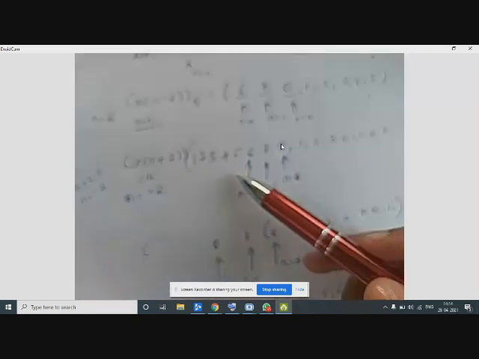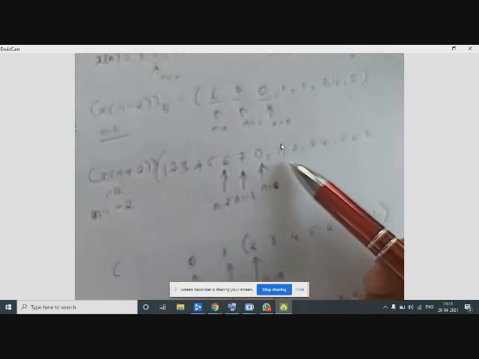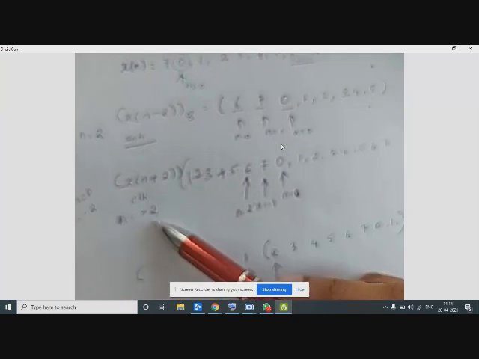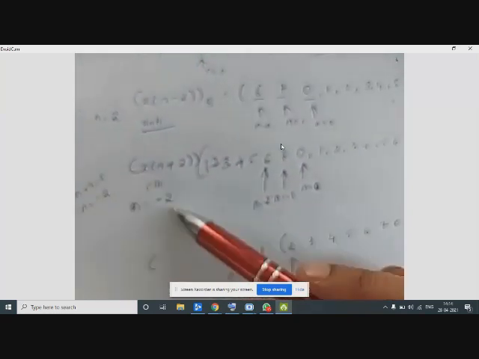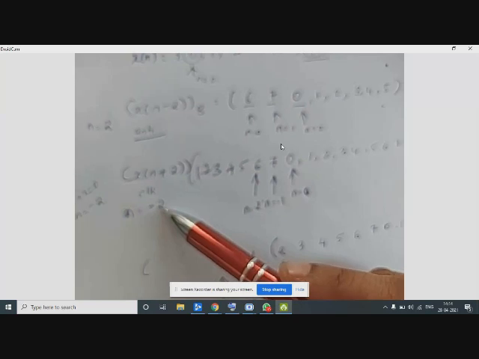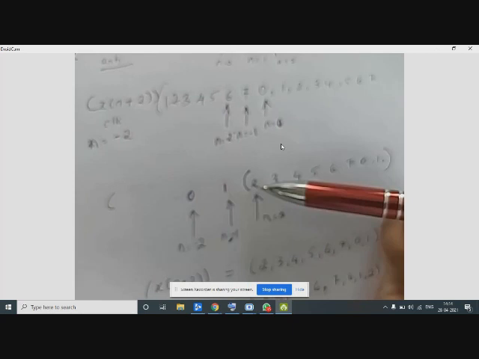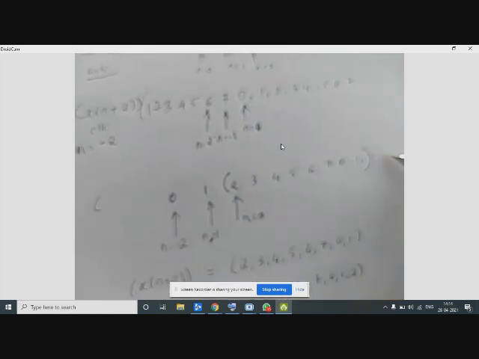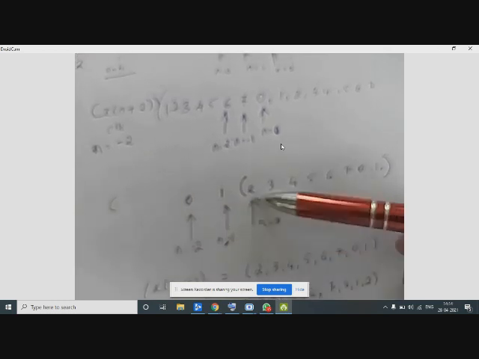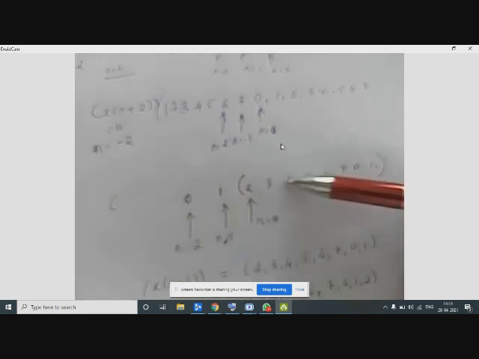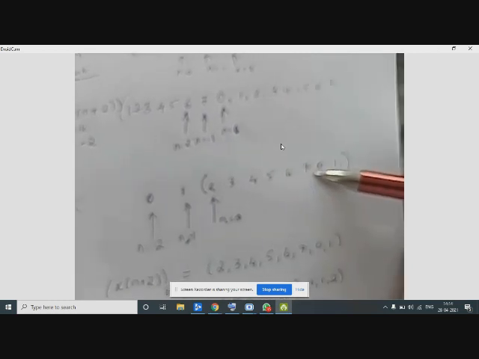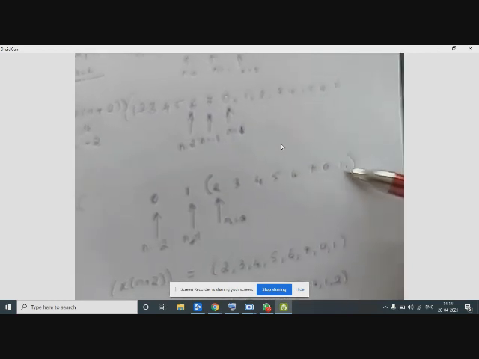See, or else you write like this and see. At n equal to minus 2, this is x of n plus 2 means at n equal to minus 2, I should have whatever is there at n equal to 0. So at n equal to minus 2, I wrote 0, 1, 2, 3, 4, 5, 6, 7 and so on. Okay. Got it? So at n equal to 0, what is there now? It is 2. 3, 4, 5, 6, 7 is reached. After 7 again it is repeating, right? 0, 1.